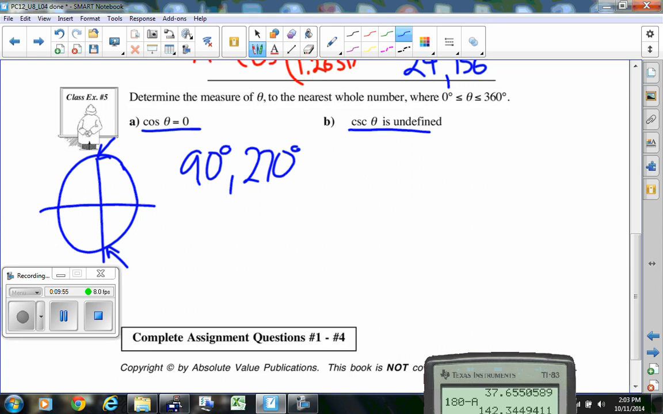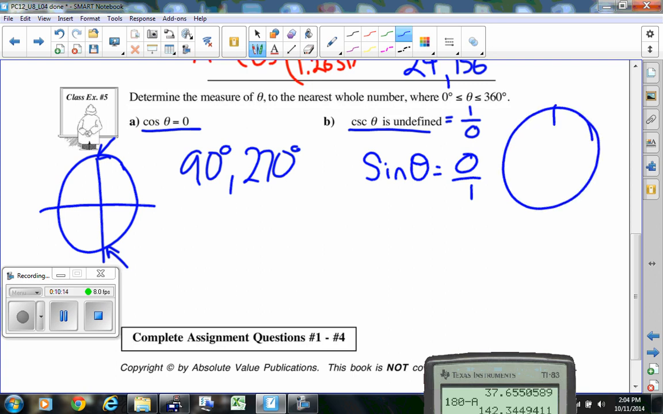Cosecant theta is undefined. Undefined, we just want to think about 1 over 0. So cosecant is the exact reciprocal of sine theta. So cosecant will be undefined when sine is 0, because it's 1 over 0. The sine is the y, which means y is 0 here and here. Theta equals 0 or 180.